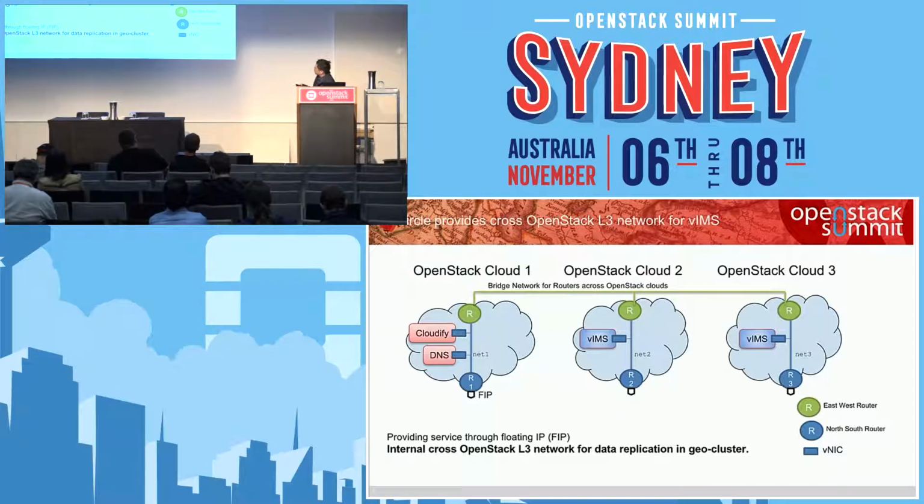Tricircle will help to build the east-west traffic through the non-local router. The green one is the west router. So all the services provided to the external world use the floating IP on this blue router. Cassandra's data will be replicated through this network. This is one internal network for the data replication through layer 3.